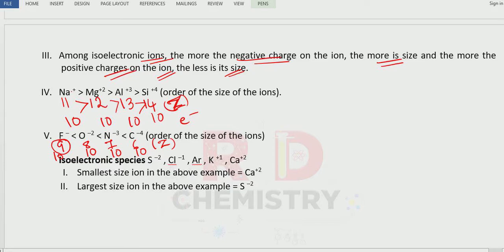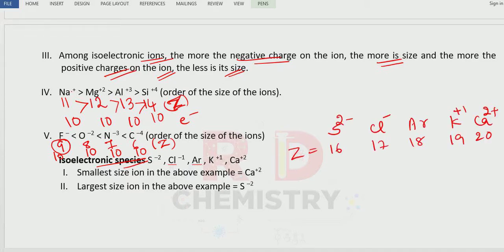Now see one more example of isoelectronic species: sulfide, chloride, argon, potassium and calcium. The atomic number of sulfur is 16; add 2 electrons, 18. Chlorine 17 plus 1, 18. Argon neutral, 18. Potassium plus 1, remove 1 electron, 18. And calcium is 20, remove 2 electrons, 18.